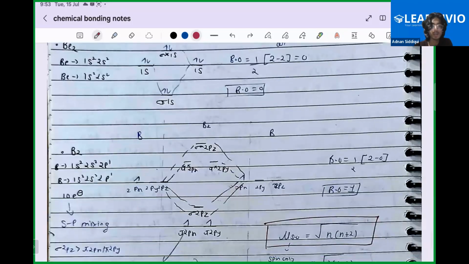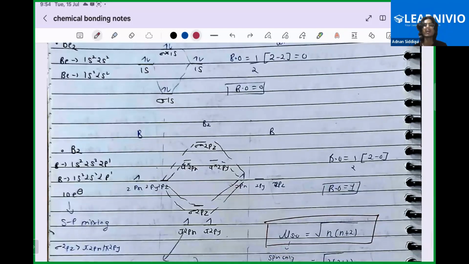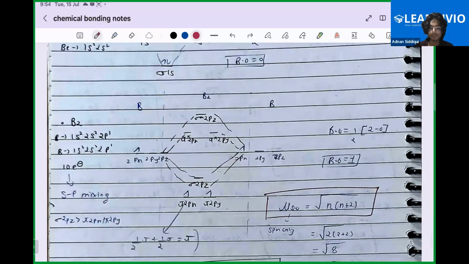Suppose we are talking about the B2 molecule. In boron, how many electrons are there? Total number of boron electrons. Is it 9? No, it's not 9. Four? Nope. You just missed one, you are short one number. It's 5.